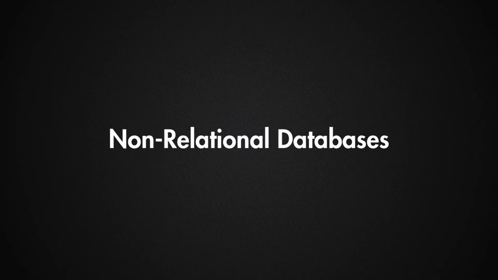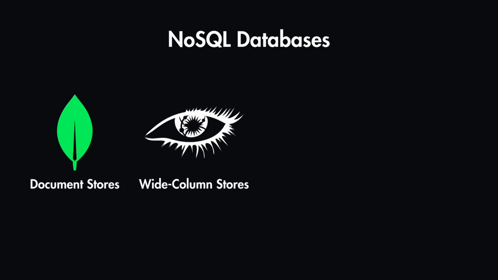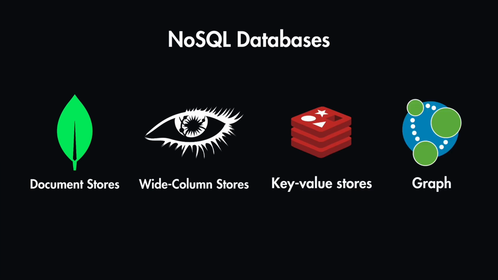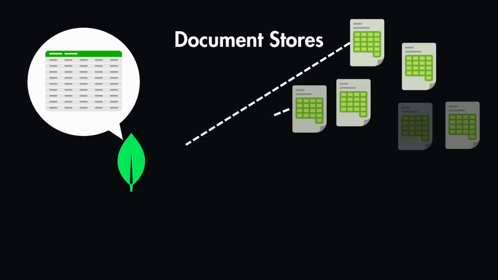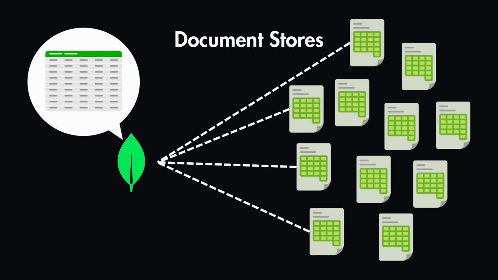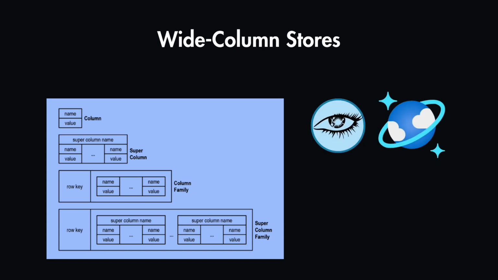Non-relational databases can be in different forms. For example, we have document stores like MongoDB, wide column stores like Cassandra, key value stores like Redis, and graph stores like Neo4j. Let's have a look at each of these types separately, and let's start with the document stores. MongoDB is the most popular example of a document store, and the data here is stored in JSON-like documents, which allows us to have complex data structures within a single record. Next, we have wide column stores, where data is stored in tables, rows, and dynamic columns. Some examples here are Cassandra or Cosmos DB.